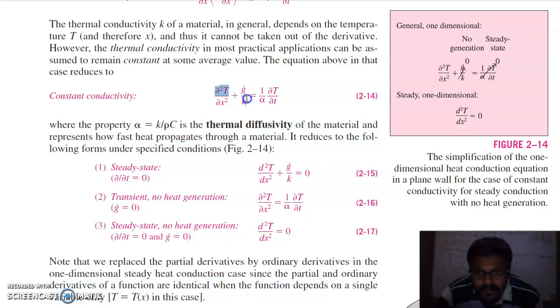So this is your general one-dimensional conduction equation. Now if there is no heat generation, this component will become equal to 0. In case of steady state, this component will be 0. You will get this equation, that is the steady one-dimensional equation.